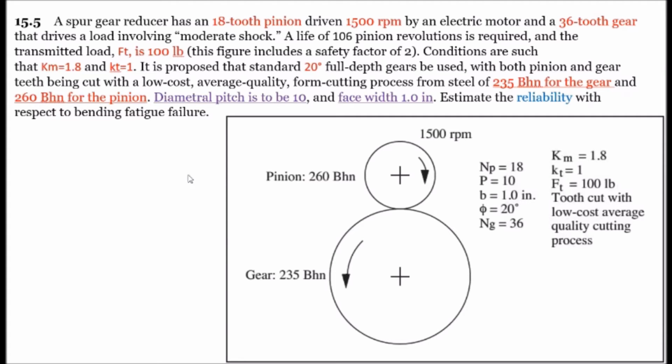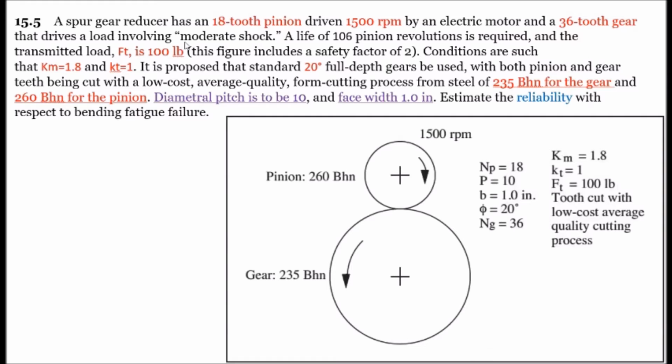Let's take a look at problem 15.5. In this problem here, we have a spur gear reducer that has an 18-tooth pinion driven at 1500 RPM by an electric motor and a 36-tooth gear that drives a load involving a moderate shock.